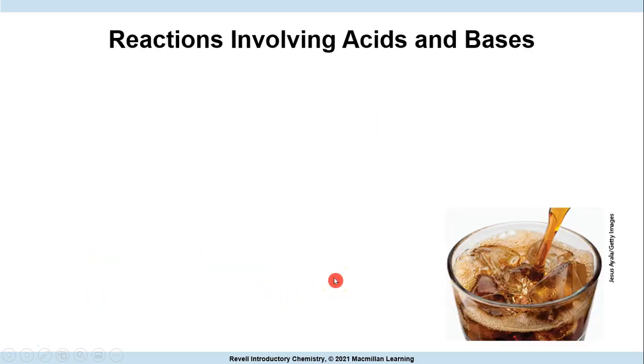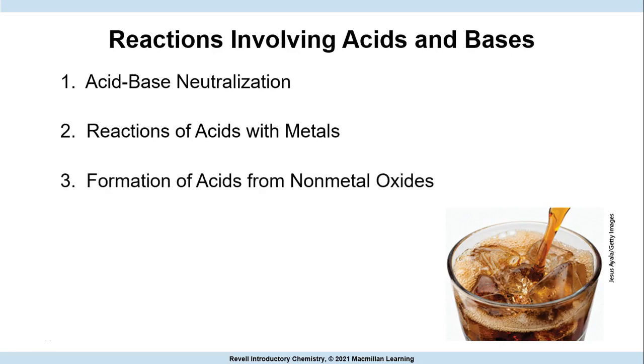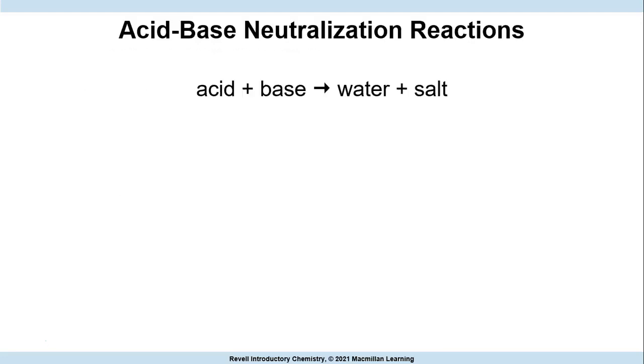Now let's look at the reactions that involve acids and bases. We already saw one of them, the neutralization reactions, in chapter 6. So we are going to be looking at 3 reactions of acids and bases here. The first reaction will be the acid-base neutralization reaction that we already saw. The second will be reactions of acids with metals, and the third will be the formation of acids from non-metal oxides. So let's start with the first reaction, which is the acid-base neutralization reactions.